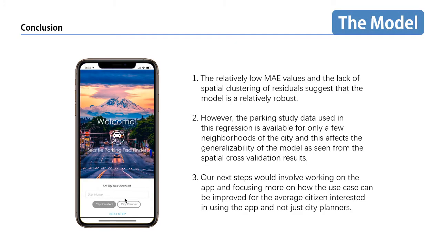Conclusion. Our model is relatively robust in terms of the low MAE and the residuals. However, the parking study data that we use in this regression is only available for a few neighborhoods, which affects the generalizability of the model, as can be seen from the spatial cross-validation. Our next step would involve working on the app to make it more user-friendly, useful, and practical for the citizens.